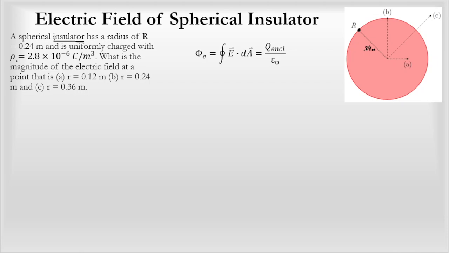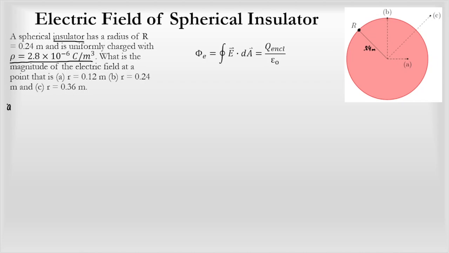It's an insulator that has a volume charge density. Do you see that? It's coulombs per meter cubed. So that's a volume density. So it's constant throughout. It's like a mass density. It's just the charge is evenly distributed throughout the volume of the sphere. It asks what is the magnitude of the electric field at a point that is half the radius, and 3 times the radius. So notice that we're inside the sphere, we're at the surface of the sphere, and then we're outside the sphere. We have 3 different parts of this problem to work on.